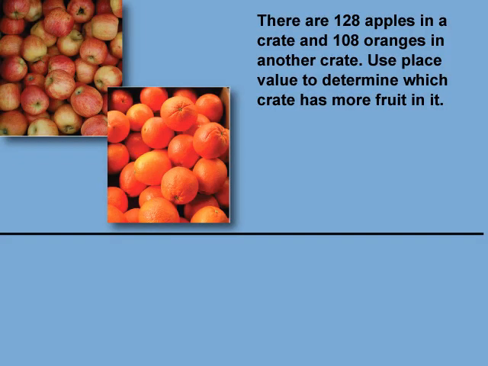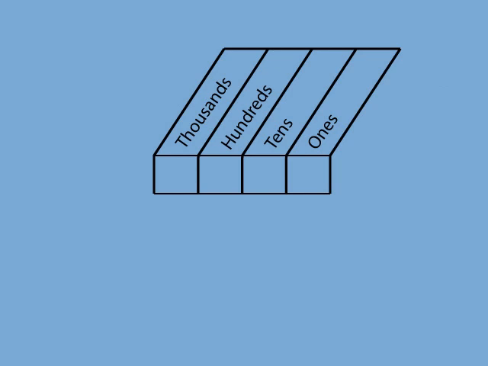There are 128 apples in a crate and 108 oranges in another crate. Use place value to determine which crate has more fruit in it. The arrangement of the digits in a number determines their place value. The digits are arranged this way. The number in the ones place goes here. The number in the tens place goes here. The number in the hundreds place goes here, and so on.